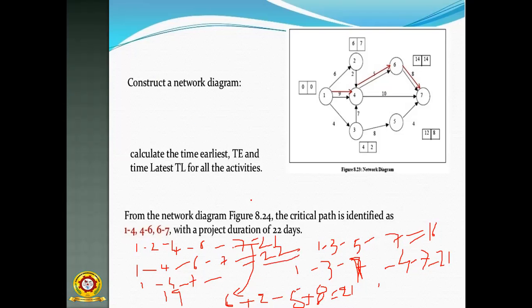So that is treated as the critical path. 1 to 4, 4 to 6, 6 to 7. These are the critical ones, the red arrows. So 1 to 4, 4 to 6, 6 to 7. This is the critical path of this network diagram. Okay, then you have to find out.